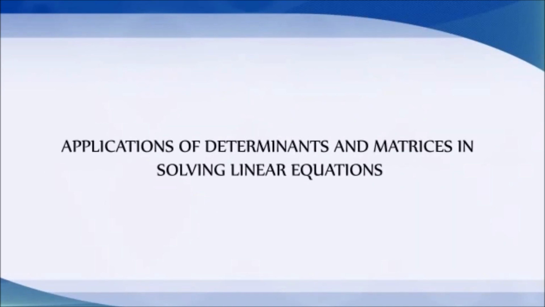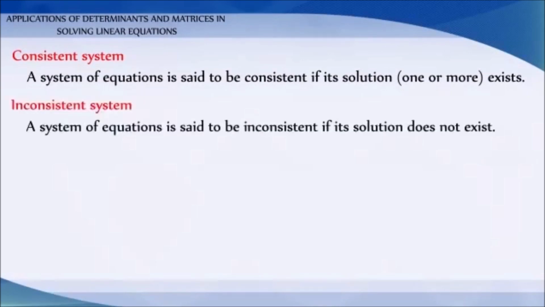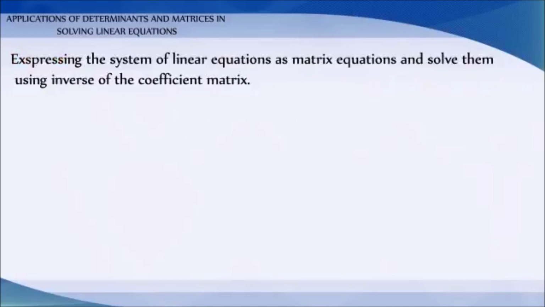Applications of determinants and matrices in solving linear equations. A system of linear equations is said to be consistent if it has either unique or infinitely many solutions. And a system of linear equations is said to be inconsistent if its solution does not exist. Let us express the system of linear equations as matrix equations and solve them using inverse of the matrix.